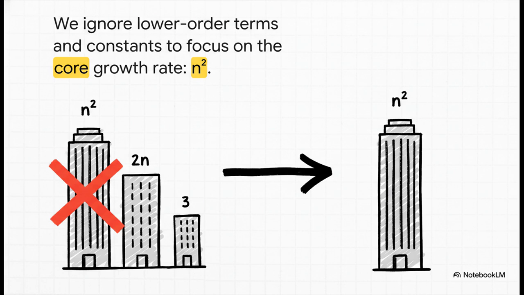We're not asking, how many seconds does this take? We're asking, what is the character of this algorithm? How does it scale when we throw more data at it? And in this case, the character is n squared.